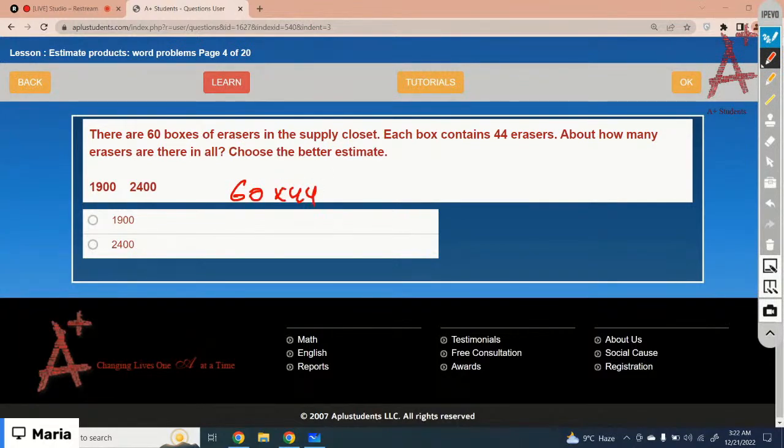Got it? You have to round off the numbers first. So 60 is already a rounded number, right? It is rounded to the 10. It is already a rounded number. Then you have to round off 44. So 44 is rounded off to 40. Got it? So multiply the non-zero value. 6 times 4 is 24. So 2400 is the correct option.